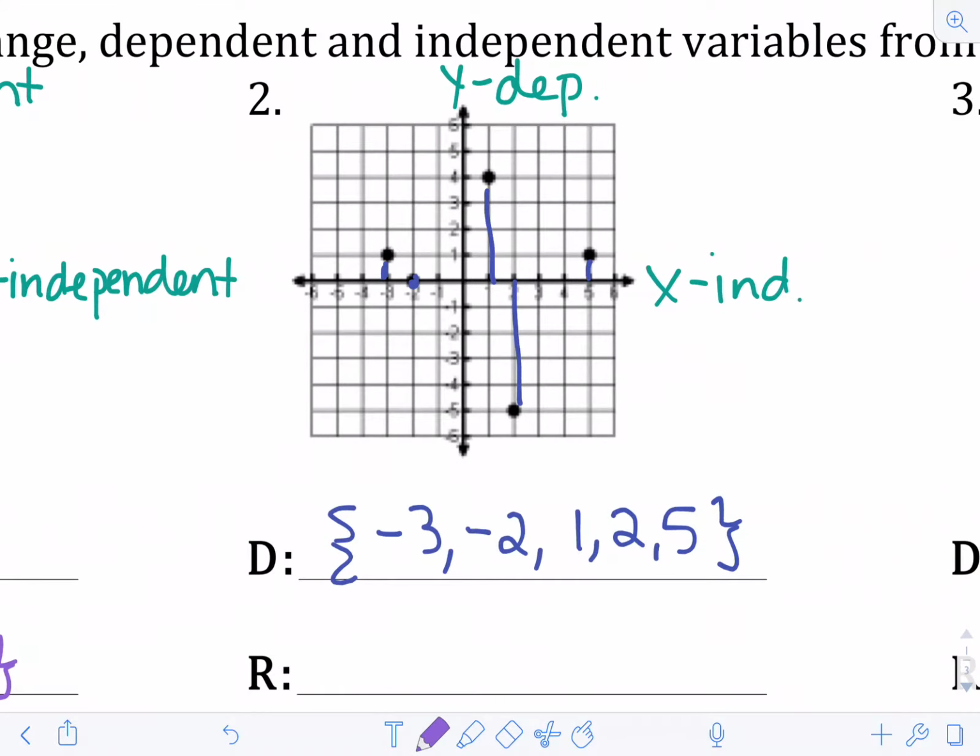Right, and then for my y values, I always start from the bottom to top. So I just kind of scan. -6 has nothing, -5, ding ding, 0, ding ding, 1, I have 2 of them, so ding ding, and then 4, another little ding. Okay, so now I'm going to put these in order from least to greatest: -5, 0, 1, and 4. Again, if it repeats, you don't write it down twice, you only write it down one time.